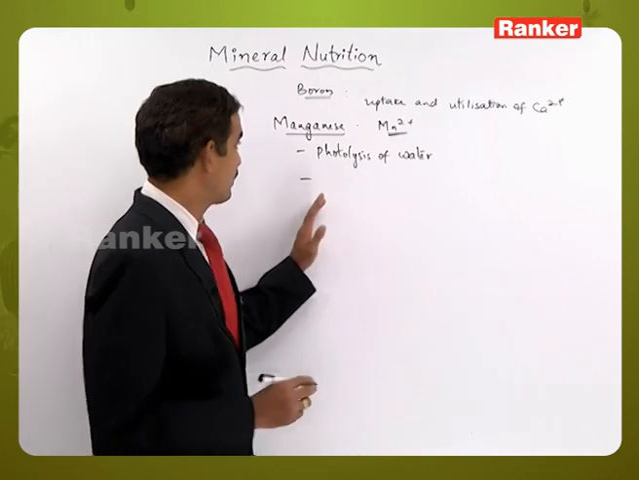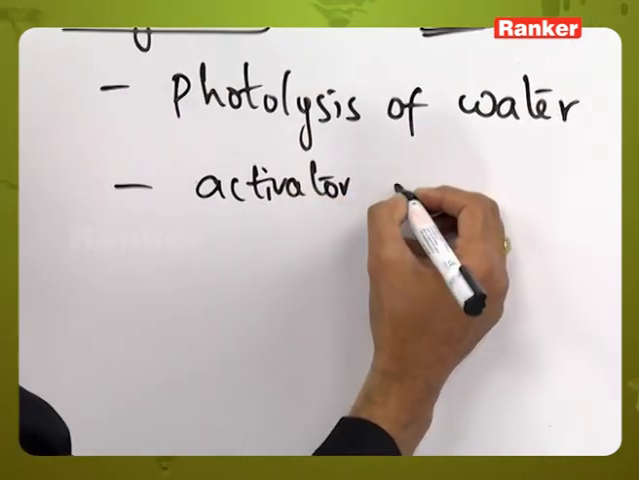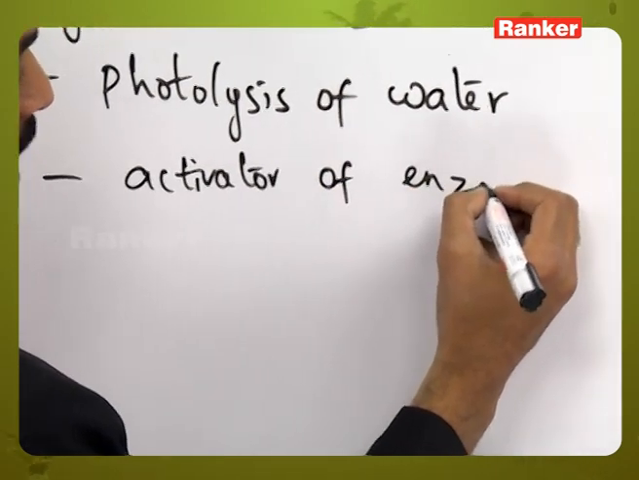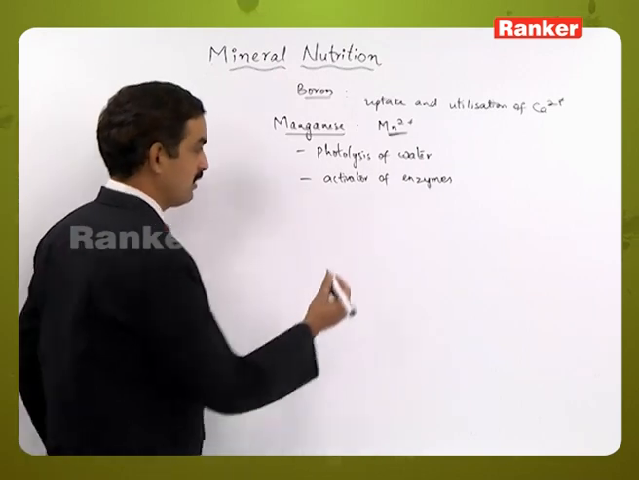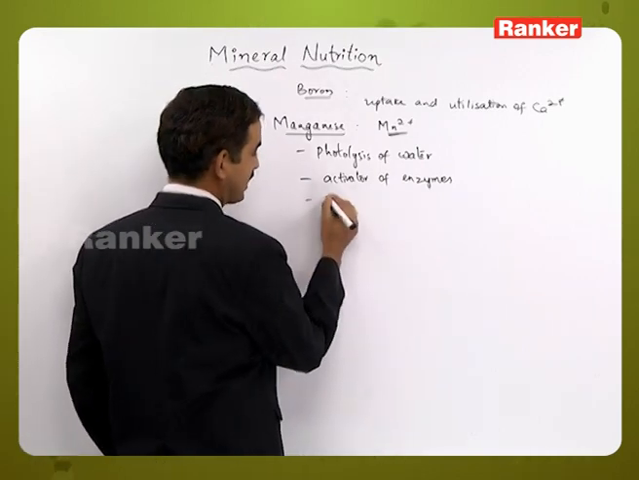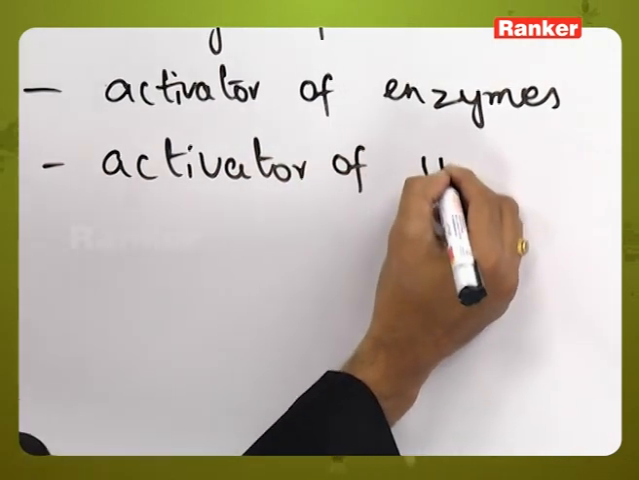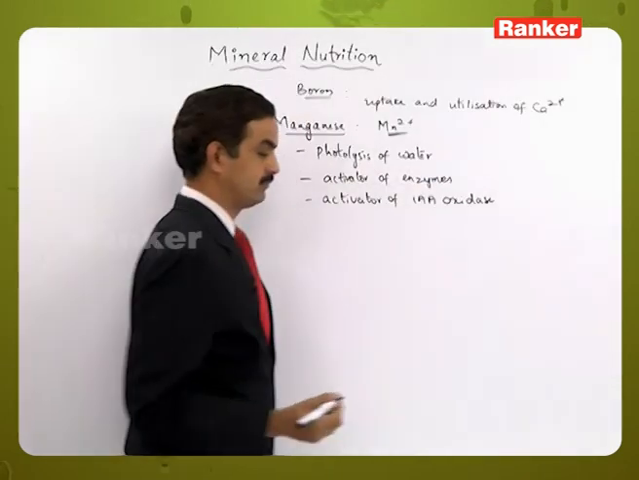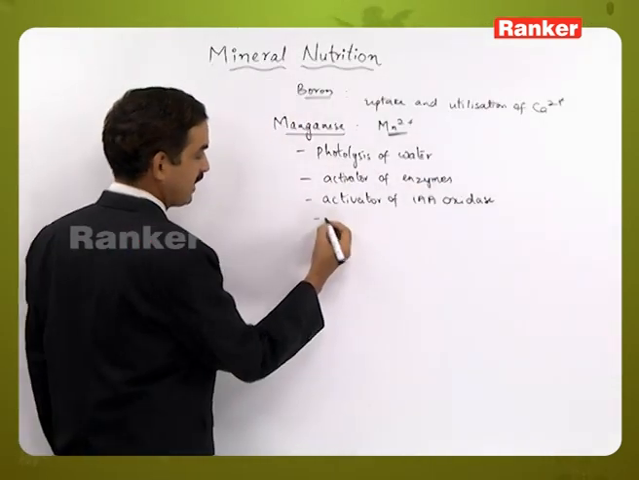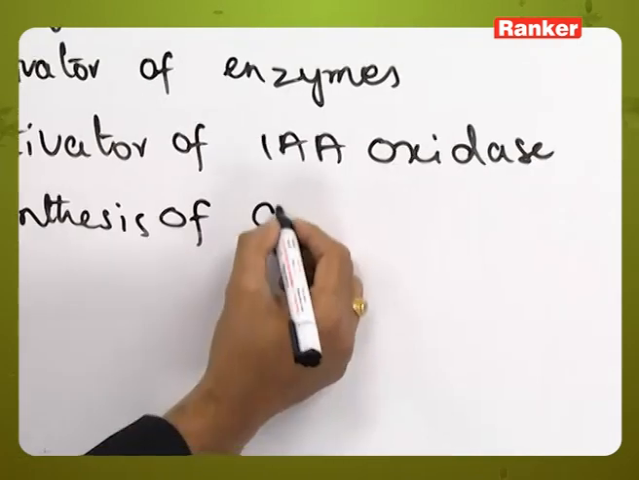Manganese is also an activator for many enzymes required in photosynthesis and respiration, and it is one of the activators for IAA oxidase. It is also required for the synthesis of auxins.